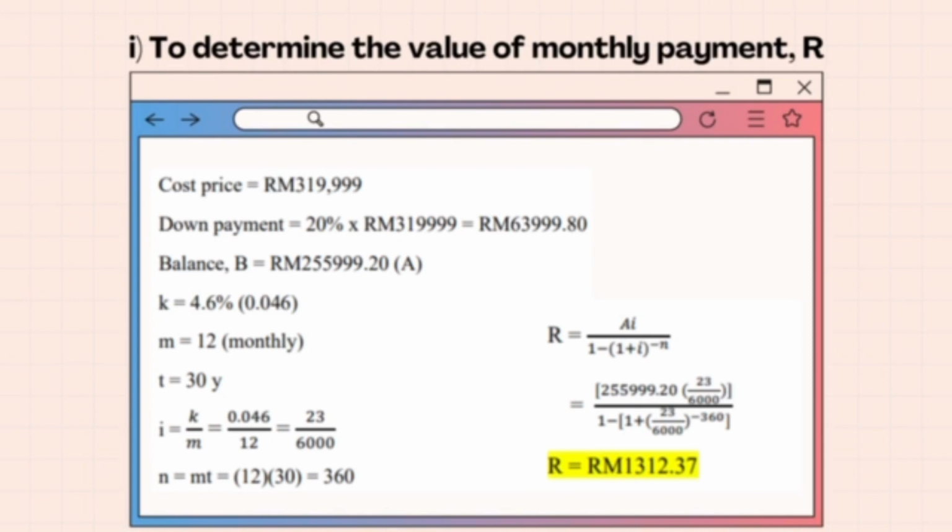We will use the formula i equals k over m, and we get 23 over 6,000. Then use the formula n equals mt, and we get 360 for n. Using the formula for R, the regular payment, R equals Ai over 1 minus (1 plus i) to the power of negative n, we get R equals RM1,312.37.